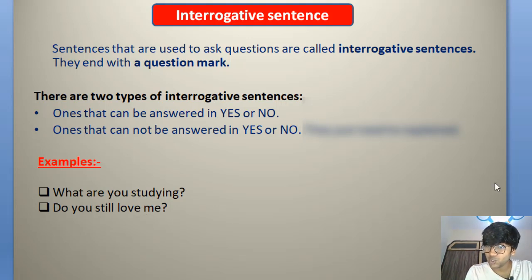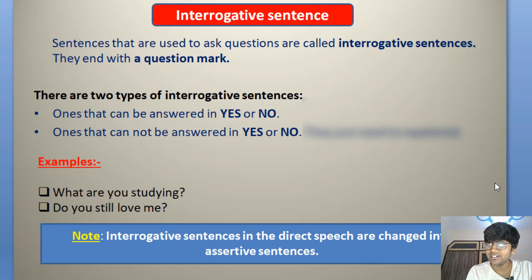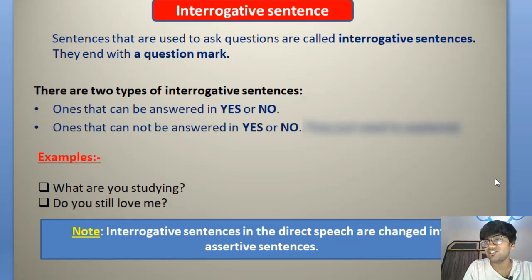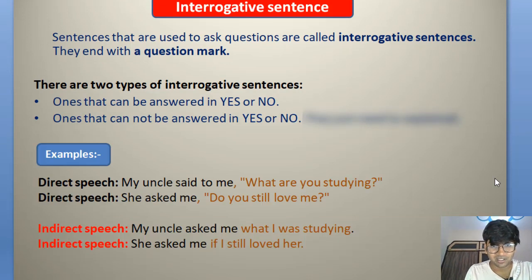Now, let me show you examples of interrogative sentences in direct and indirect speech. And let me tell you, when an interrogative sentence comes in reported speech, it gets changed into an assertive sentence. It doesn't remain a question anymore. It changes into an assertive sentence, and the question mark has to go away. It has to be replaced with a period.